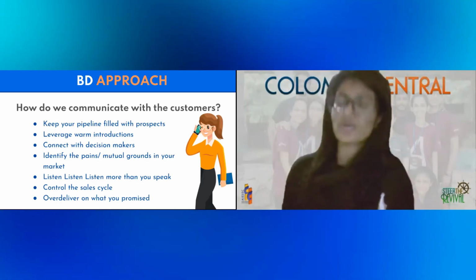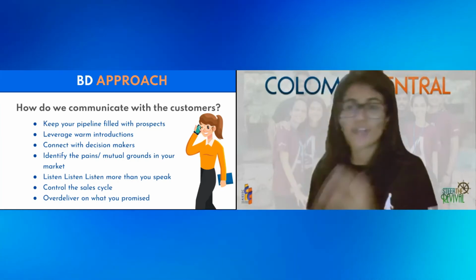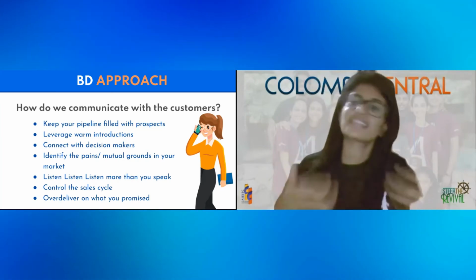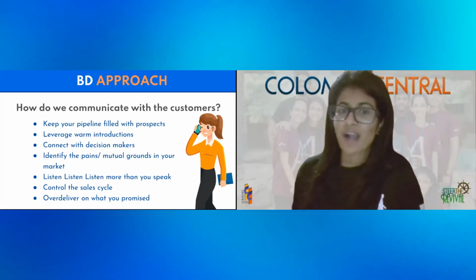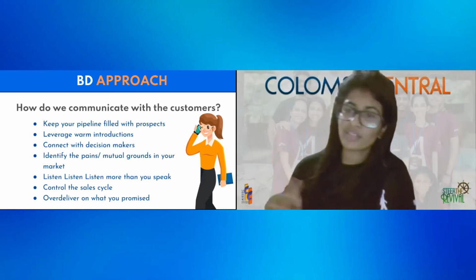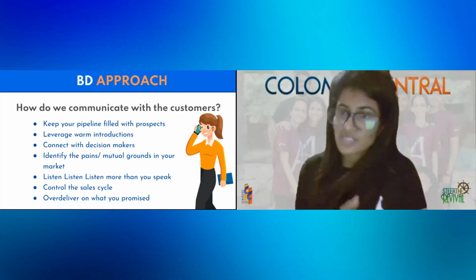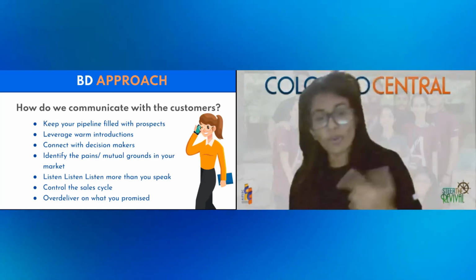This is why I said you have to move really quickly from stage to stage, from company to company, because they say BD is about how much you work and how many companies you contact. That is what the success rate depends on.